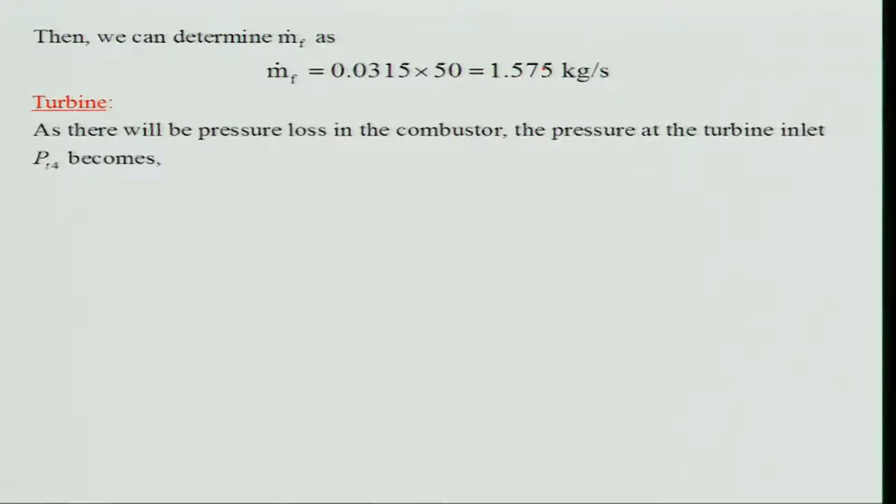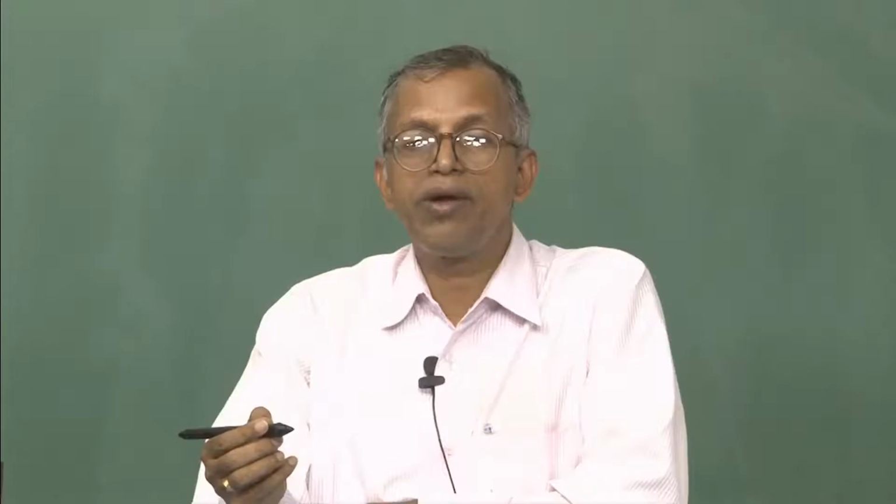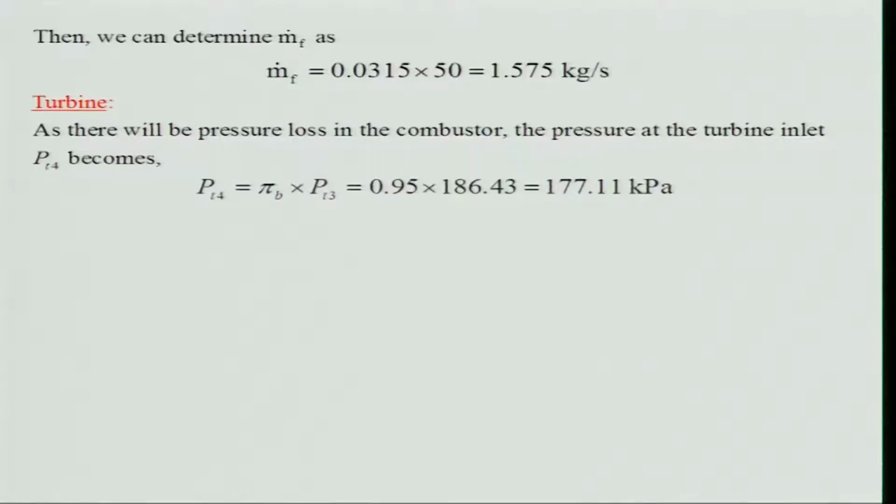Next, the turbine. We need to find TT4, and for that we will have to find PT4. PT4 is not the same as PT3, because there will be losses in the combustor. So, PT4 is equal to pi B into PT3, which is basically 177.11 kilopascal. In the ideal cycle, it could have been the same as PT3, that is 186.43 kilopascal. So, there is a difference now because of losses incurred in the combustion chamber.